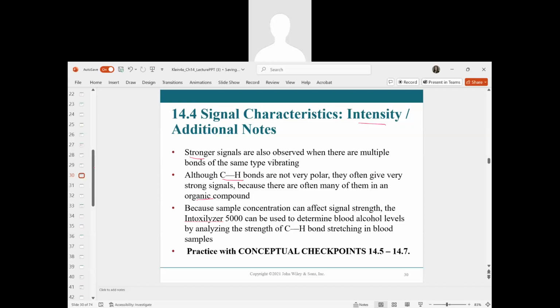And lastly, if we need to determine something like blood alcohol levels in a complex mixture like blood, this signal strength can be helpful when we analyze ethanol, right, alcohol, in intoxicated individuals. This is able to detect these low concentrations inside of a complex mixture. So again, these are just some additional notes about intensity. And we'll continue with the last characteristic, the signal shape, in our next video.